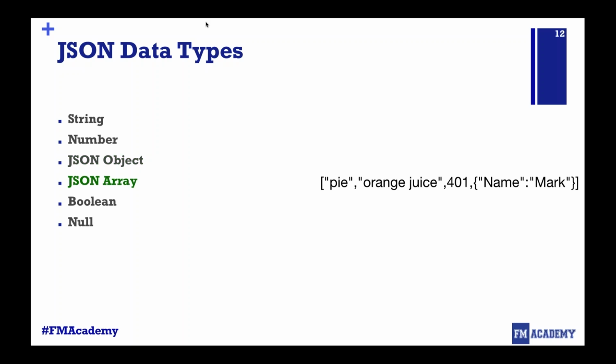The fourth data type is an array, and arrays are denoted by straight brackets. Here we have an array of 4 different elements, and as you can see, you can pass all types of different data types in an array. The first 2 are strings, the second one is a number, and the last one is a JSON object. And you'll notice that these elements are separated by commas. That is part of the JSON notation.